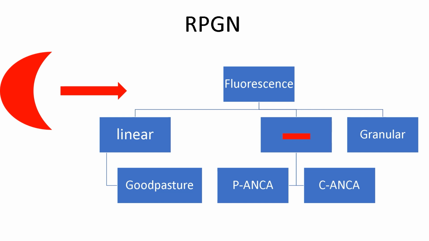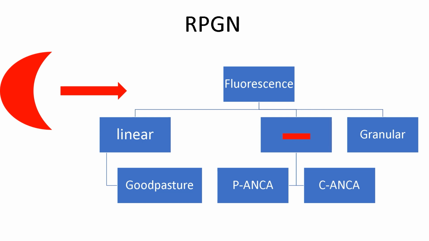So if the immunofluorescence is linear, then there are antibodies against the basement membrane, which is Goodpasture syndrome. So linear immunofluorescence, Goodpasture syndrome, antibodies against the basement membrane, hemoptysis plus hematuria.